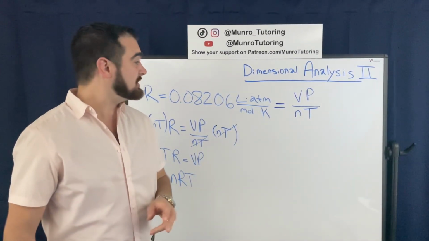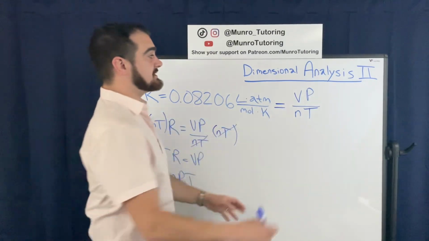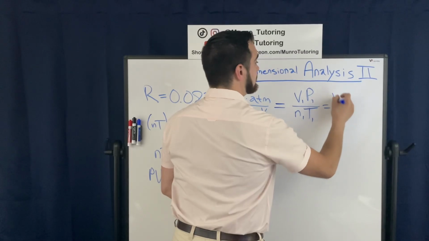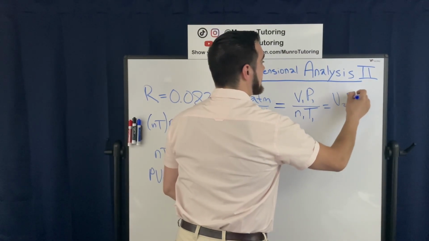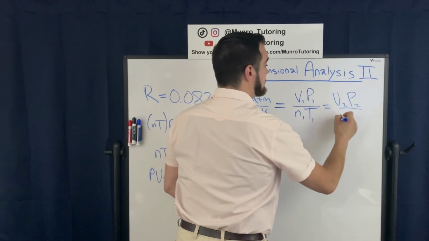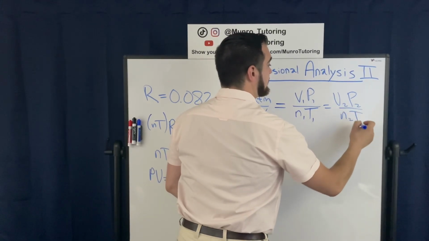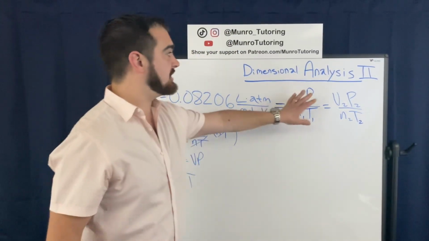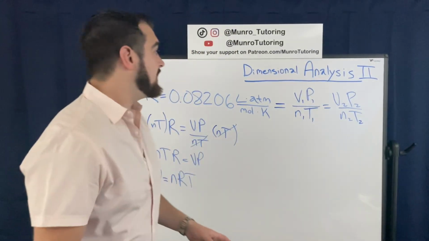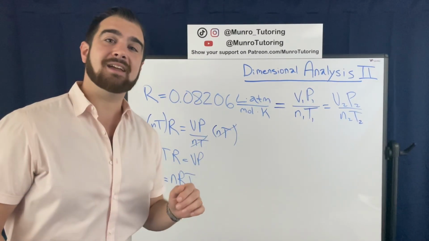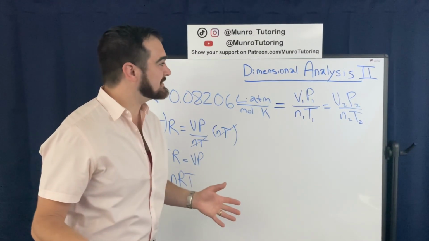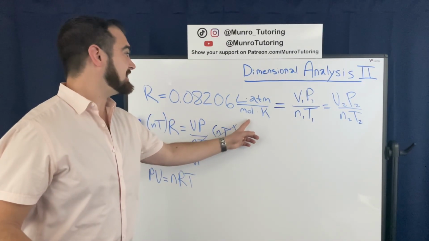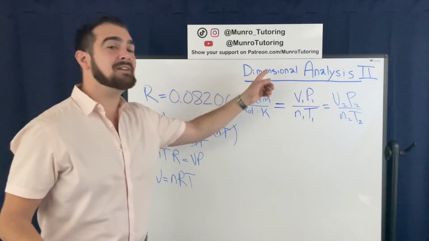All right, guys, you can do more with this. You can even make this V1P1 over n1T1, and then set it equal to those variables at a different moment in time. Since it's always equal to a constant, that ratio of variables will always be equal to that constant at one moment or a different moment. So now you have basically all the gas laws, and you can use them during the exam, even though you forgot them, just because you were given this set of units in the constant and you understand dimensional analysis.